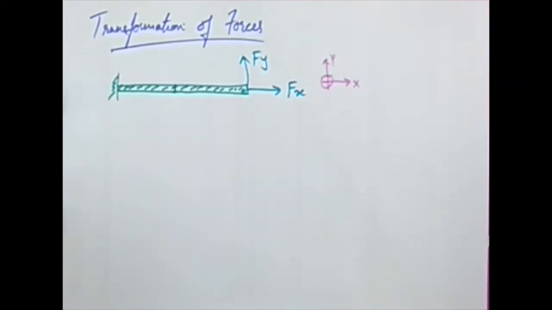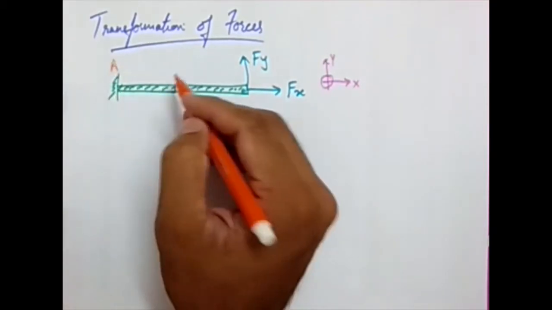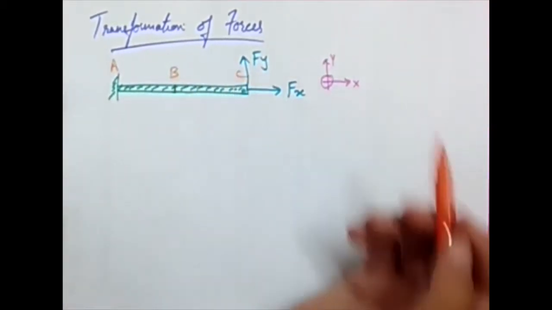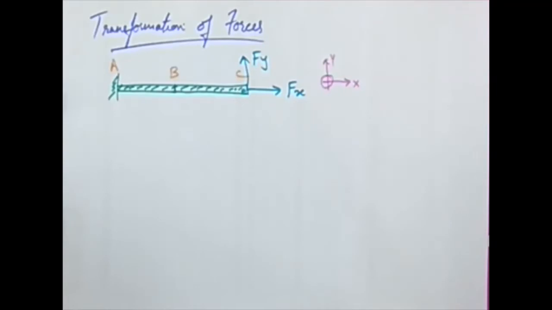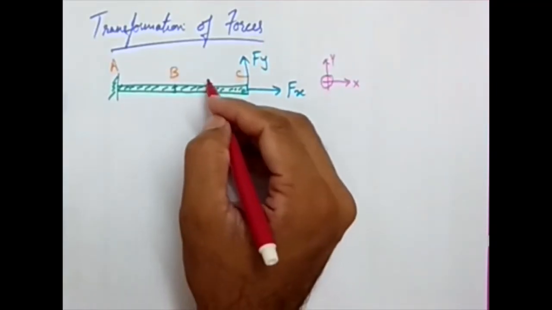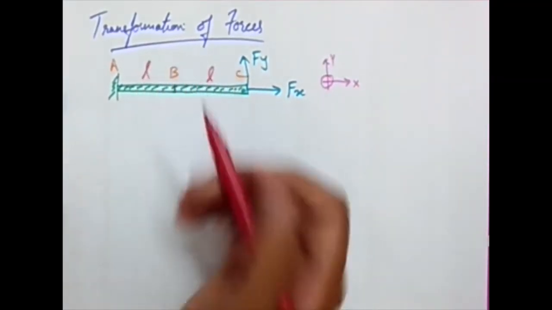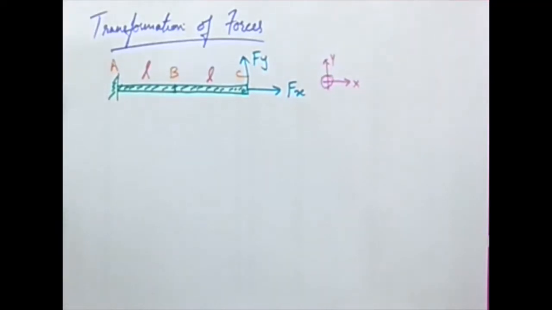Now we have different points, so we should have names for the different points. Let this be point A, this be point B, and this be point C. And I'm giving some length also. Let this member have a length L, and this also have a length L. So this is the basic condition that I'm assuming.